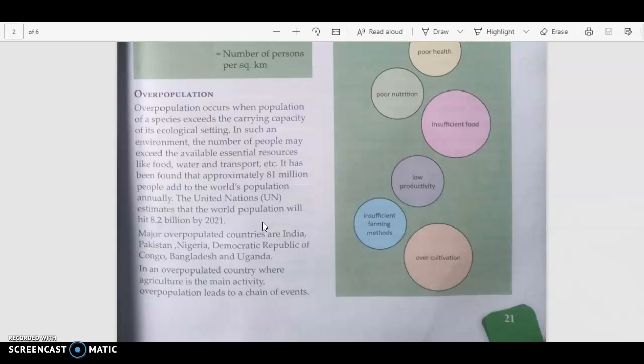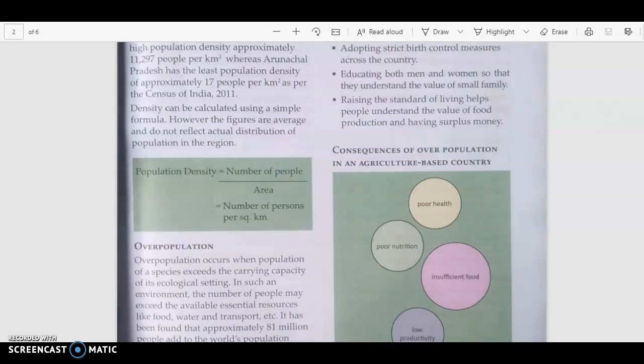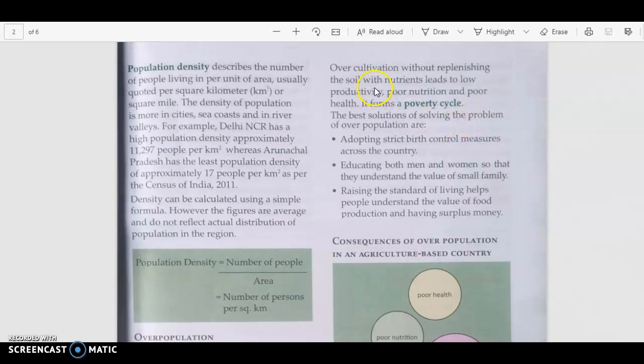In an overpopulated country where agriculture is the main activity, like India, it leads to a chain of events. Let us see what the chain of events is. When there is overpopulation, we would like to get more food grains from the land. So due to over cultivation, meaning continuous cultivation without giving rest to the land and without adding resources or nutrients to the soil, the land has low productivity. When low production happens, people do not get enough food to eat, therefore they will have poor nutrition and poor health.